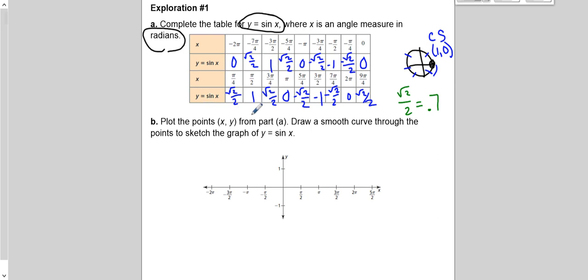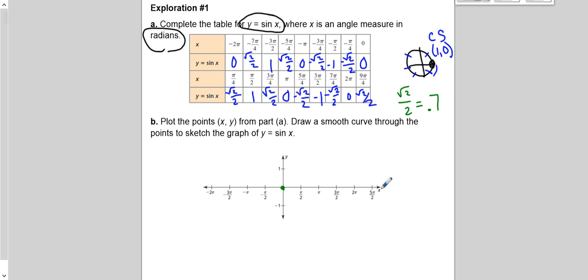That'll help us in our graph. Plot the points x, y from part A. Draw a smooth curve through the points to sketch the graph of y equals sine of x. Okay, I want to start with 0, 0. I'm going to do it the same way I filled in the table. I'm going to start with the positive ones and do these, and then I'll go back and do the other ones. So going forward from 0, 0, pi over 4.